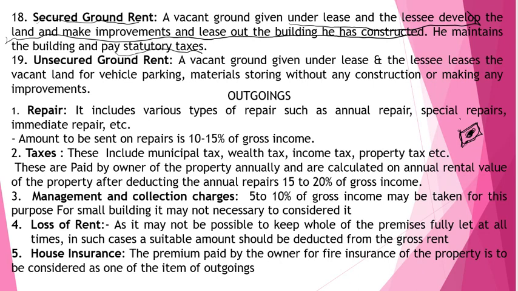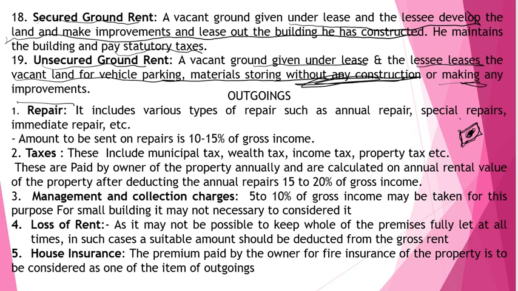So this type of condition, when the lessee constructs a building over the open land which he has got from the lessor, the rent given to the head lessee is called secured ground rent. Unsecured ground rent: a vacant ground given under lease, and the lessee leases the vacant land for vehicle parking or material storing without any construction, and without making any improvement. In such a case, the rent which the head lessee or a lessor will get is called unsecured ground rent.